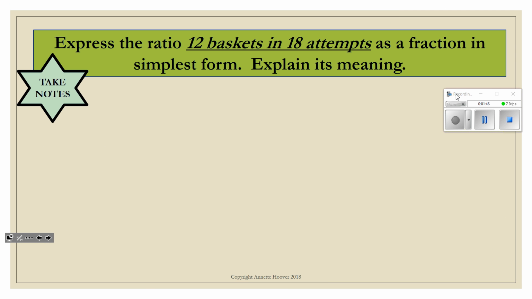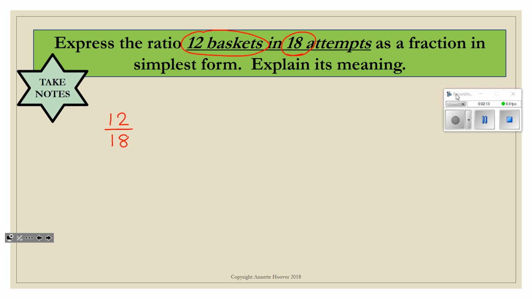Okay, express the ratio 12 baskets in 18 attempts as a fraction in simplest form. 12 baskets in 18 attempts. This does not involve units of measurement, so all we have to do is take the one that they mention first, which is 12 baskets. So the 12 is going to go on top, 18 is mentioned second, so it goes on the bottom, and we read that 12 to 18.